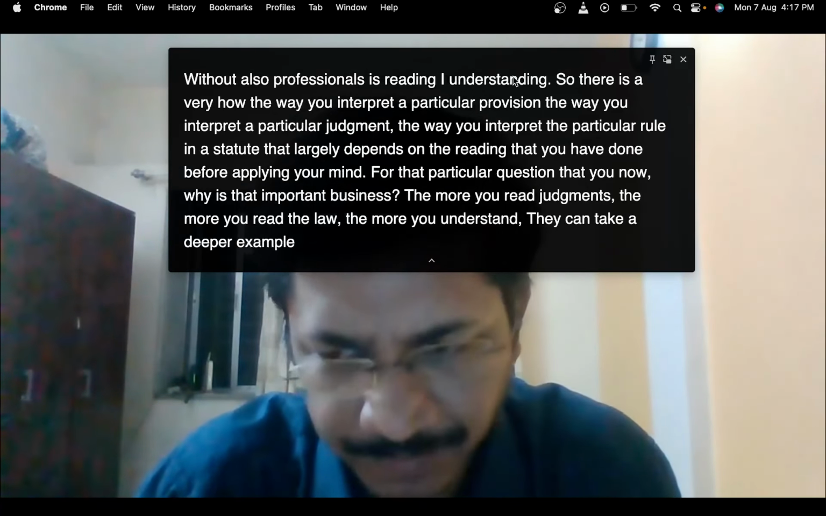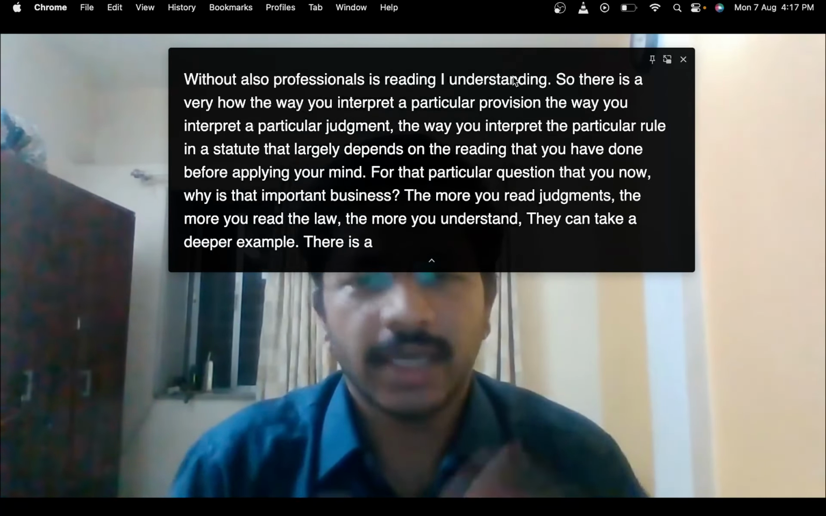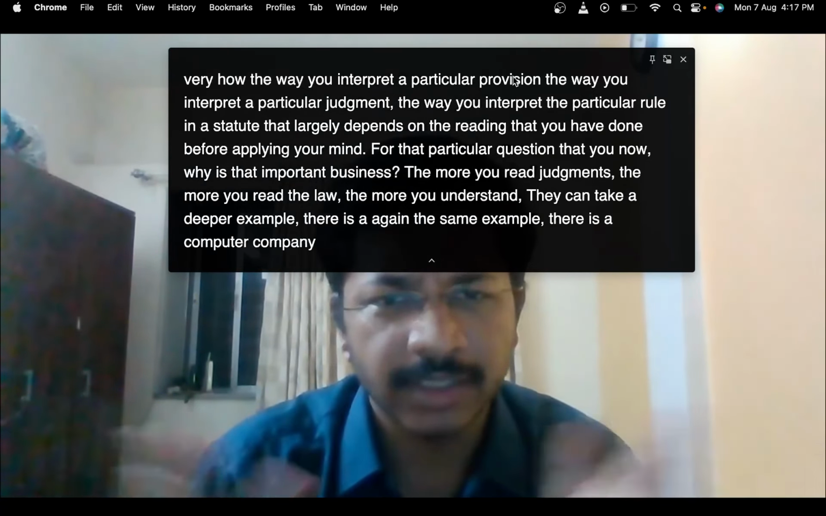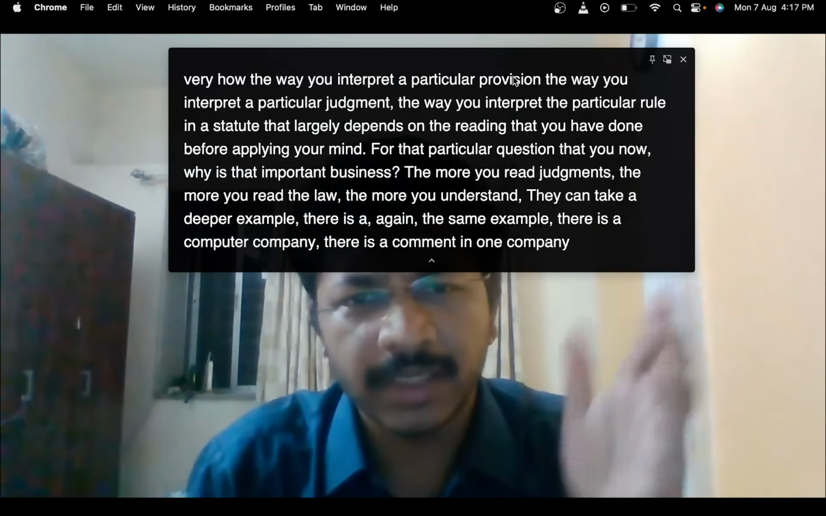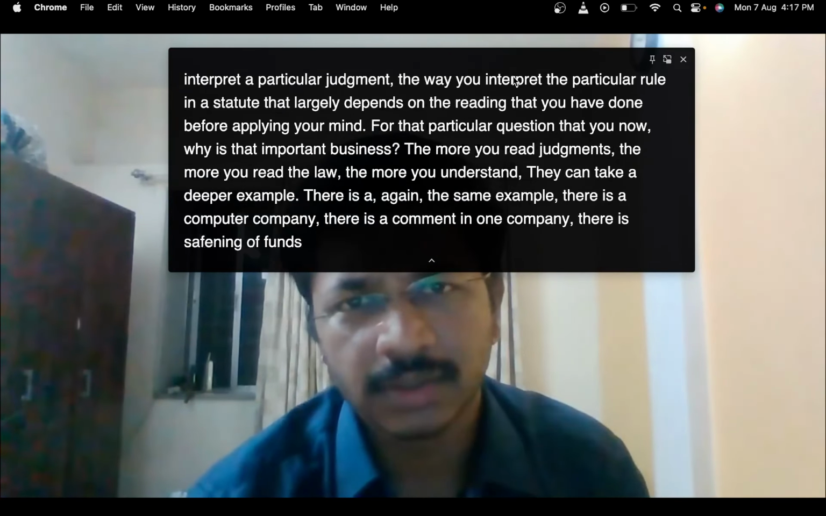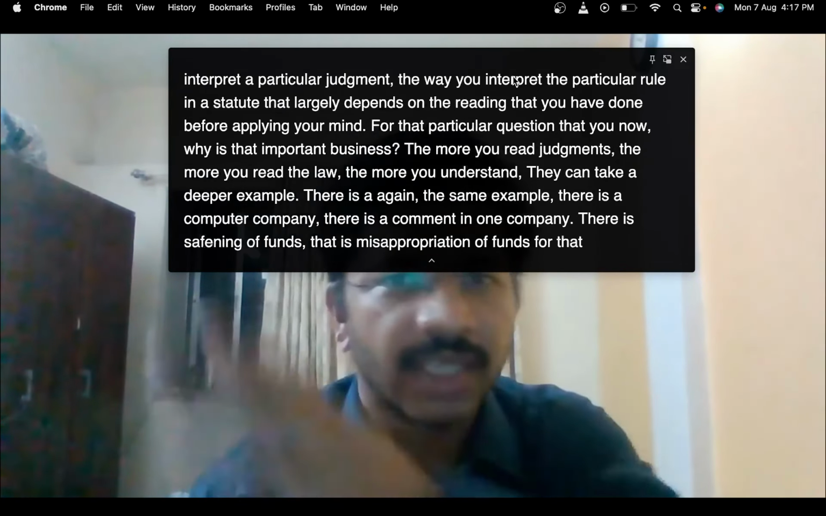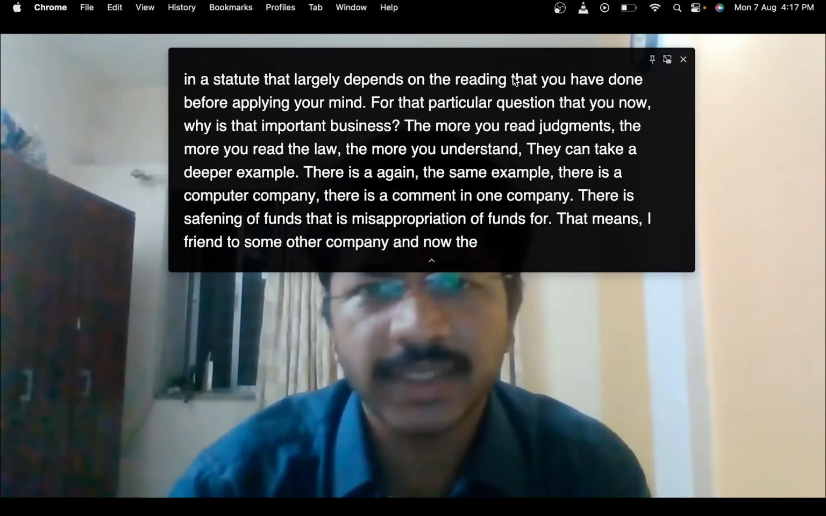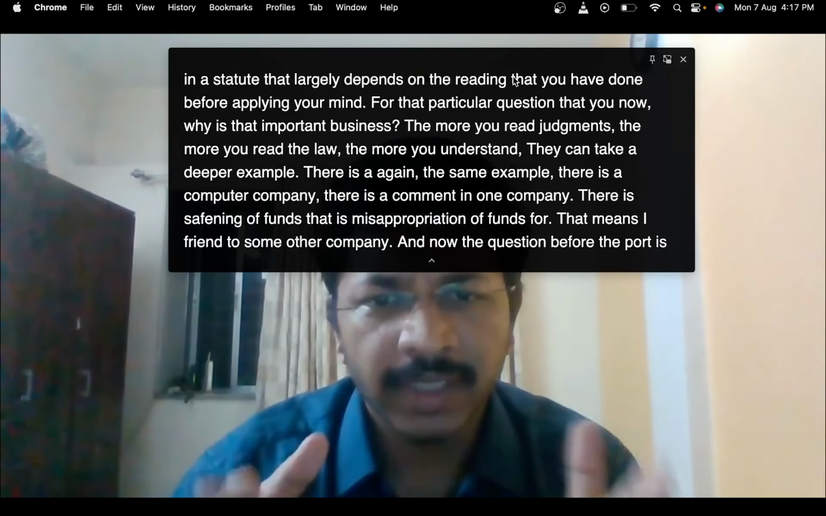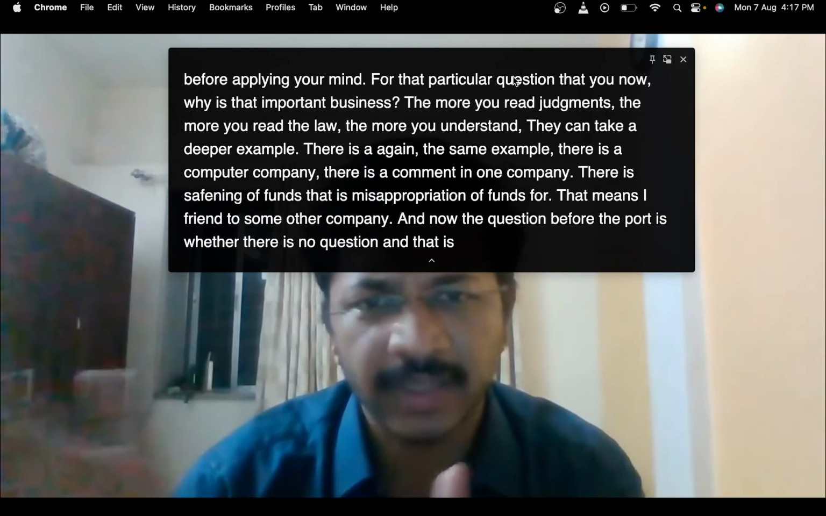Take a typical example. There is again the same example. There are two companies. There is a common director. In one company, there is siphoning of funds. That is misappropriation of funds. Funds have been siphoned to some other company. And now the question before the court is whether there is siphoning of funds or not. That is the question, and that is why the matter has gone to the court.